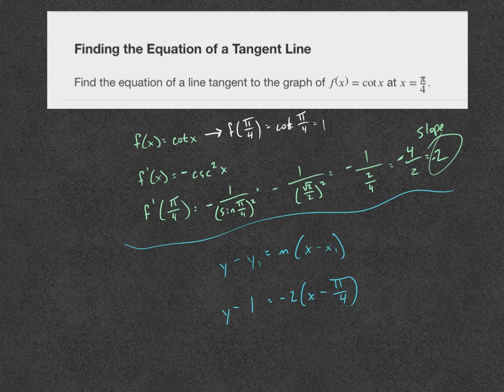Now, to finish off our problem, we want to write this line in a simpler form. y minus 1 equals negative 2x plus, if you double pi over 4, you get pi over 2. And then the negatives: negative times a negative is a positive. Final answer: y equals negative 2x plus 1 plus half a pi. I could write that as one condensed fraction, but I think we'll leave it like that. That's the equation of the tangent line to our cotangent graph at the point pi over 4.